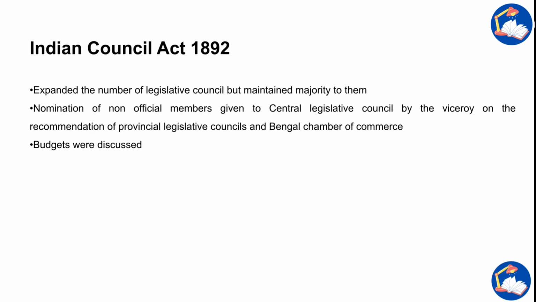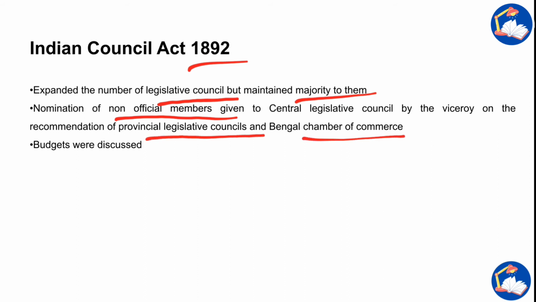Indian Councils Act of 1892. It extended the number of legislative councils but maintained an official majority in them. Nomination of non-official members: earlier, the Viceroy chose the members of the Legislative Council. Now, the recommendations of provincial legislative councils and the Bengal Chamber of Commerce were also accepted. Okay, and budgets also started to be discussed.